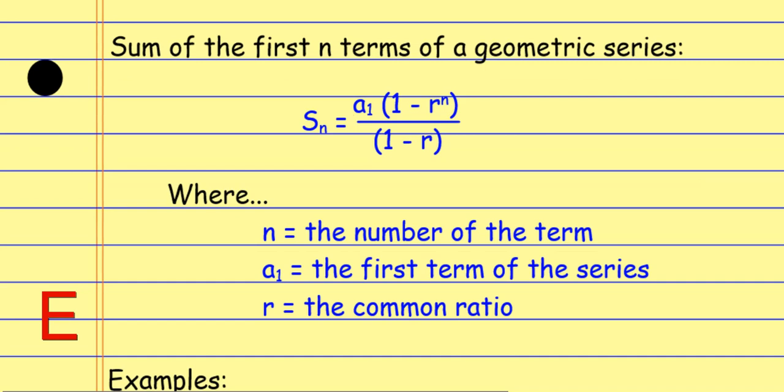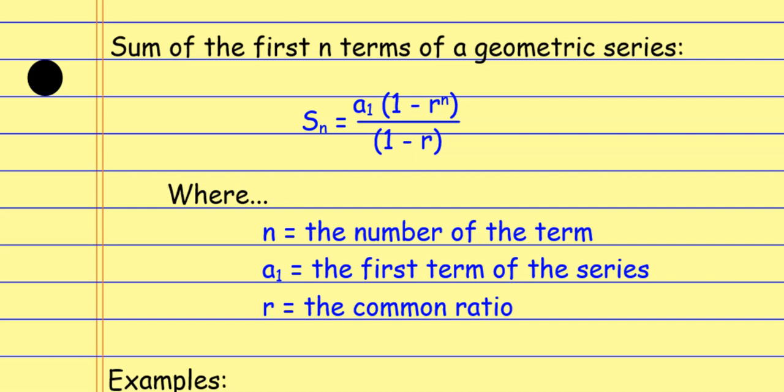And so once again, S sub n is the sum based on the number of terms, and it equals a sub 1, which is the first term, times 1 minus r to the n, over 1 minus r, where r, remember, is the common ratio. It's the thing you're multiplying by each time. And n is the number of terms that we're going to add together.